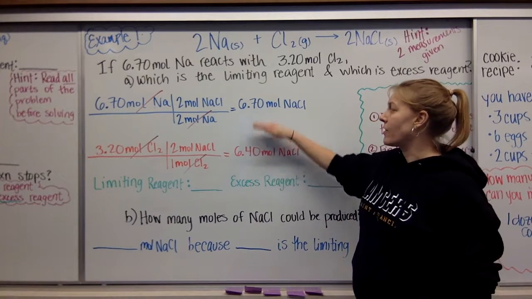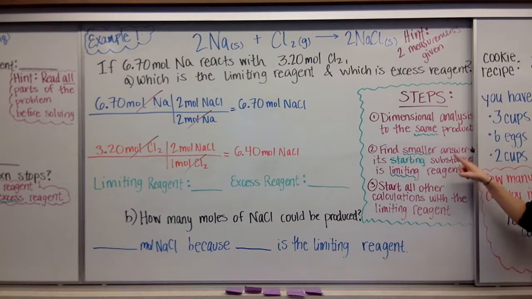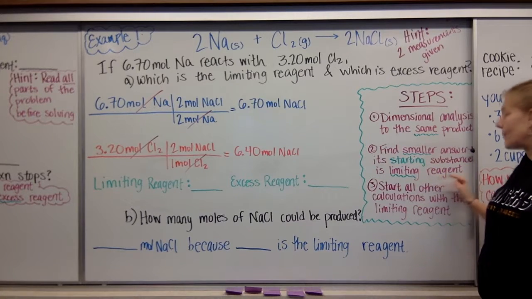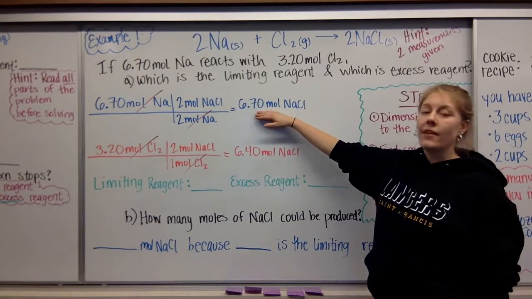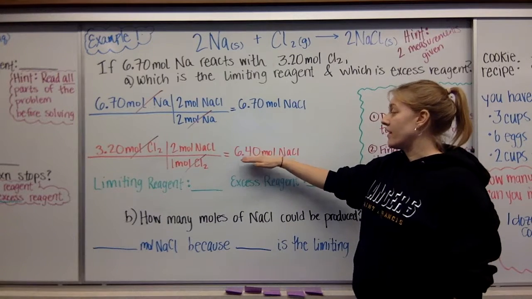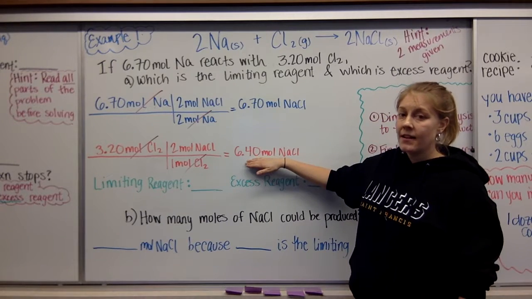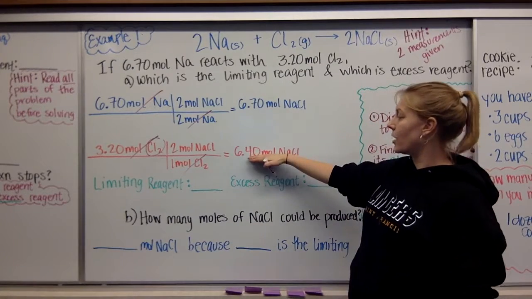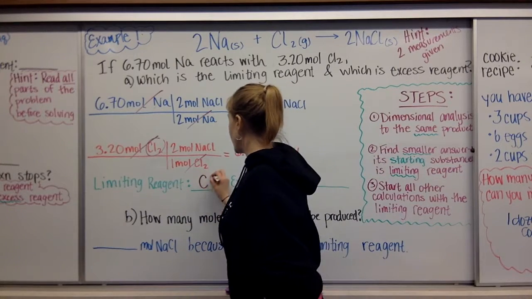Now I have 2 amounts of NaCl that could be produced. Which one is accurate? Step 2, find the smaller answer. Its starting substance is the limiting reagent, okay? So if I have this much Na, I can produce 6.7 moles of NaCl. If I have this much Cl, I can produce 6.4 moles of NaCl. This one is less, right? That means that chlorine is my limiting reagent. This one's smaller, so the reactant I started with, chlorine, is limiting. So my limiting reagent here is chlorine.